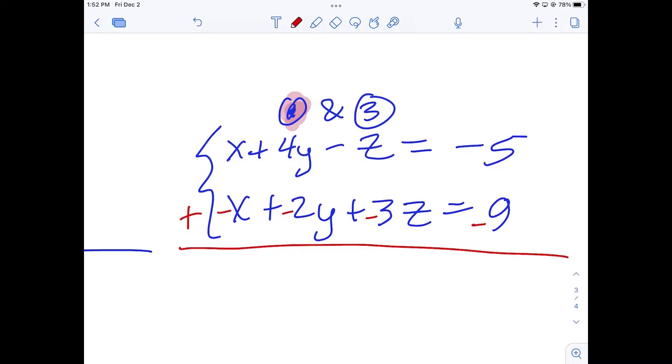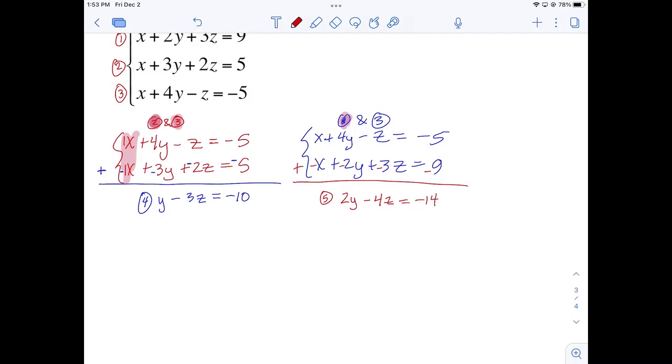And I get the x's to cancel once again. 4y minus 2y is 2y. Negative 4z and minus 14. And that's equation number 5.